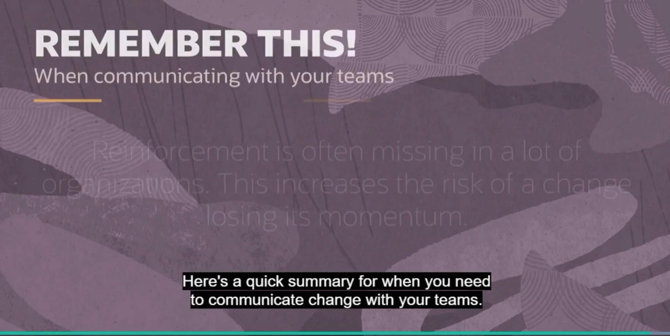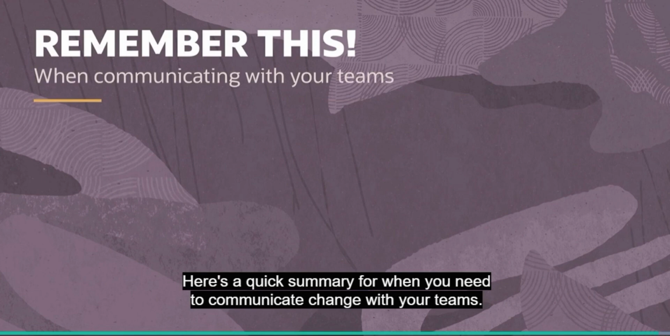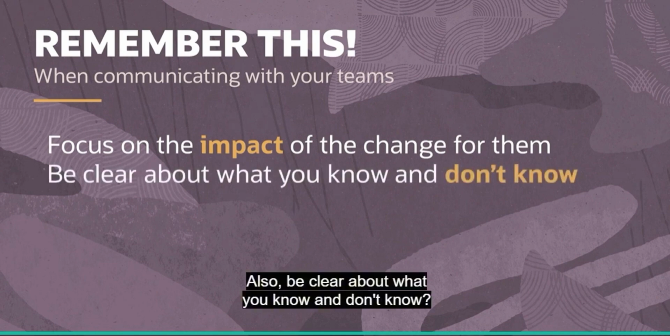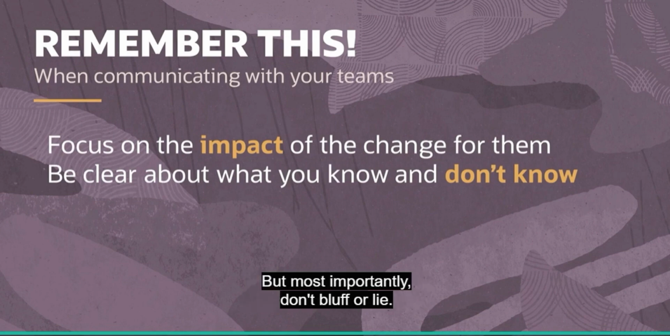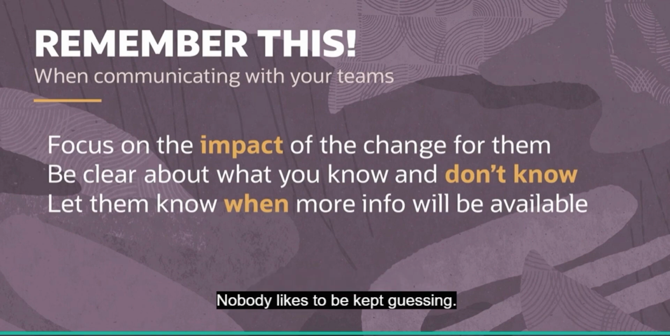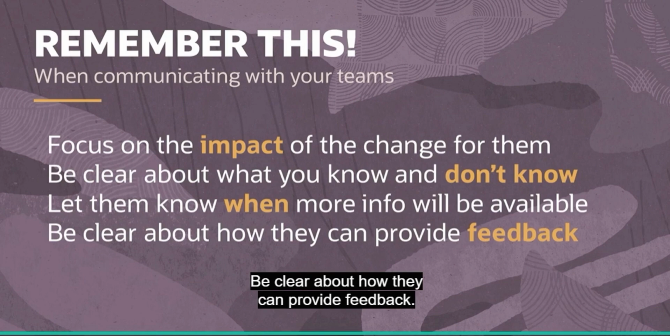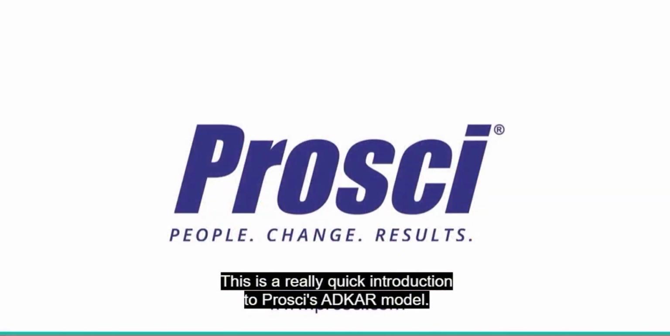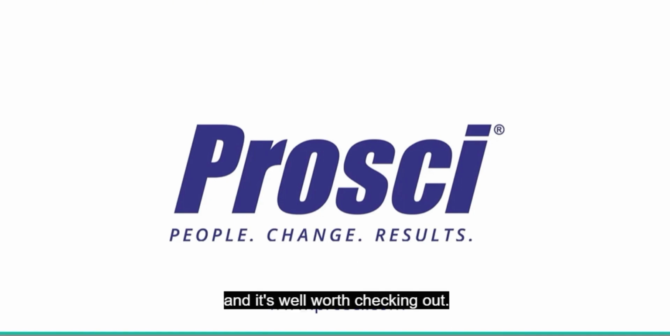Here's a quick summary for when you need to communicate change with your teams. First, focus on the impact of the change for them. What are the benefits? Also, be clear about what you know and don't know. And most importantly, don't bluff or lie. Let them know when more information will become available. Nobody likes to be kept guessing. Be clear about how they can provide feedback. This allows them to get involved and be part of the change. This was a really quick introduction to Prosci's ADKAR model, but they have some great resources on their site and it's well worth checking out.